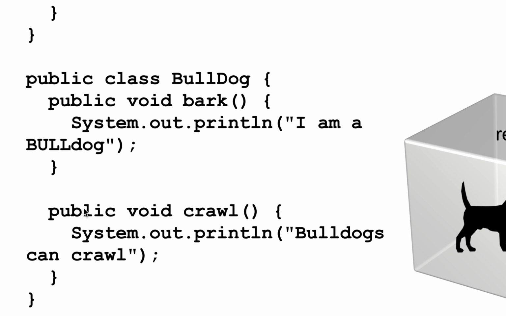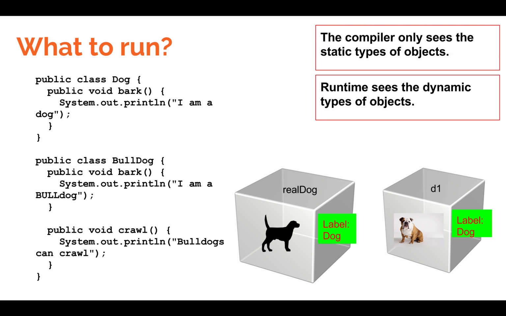And the bulldog class also has a crawl method. It prints out bulldogs can crawl. One thing that's missing here is extends dog. I just realized this. So the bulldog class is extending dog, okay? I wrote this out, but I forgot to put extends dog. Okay? All right.